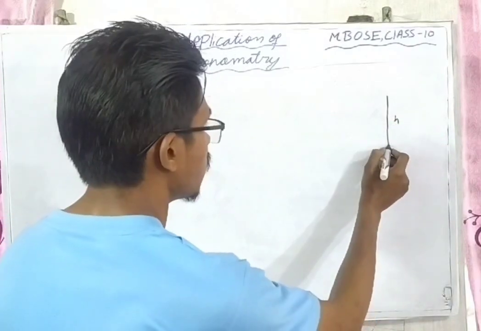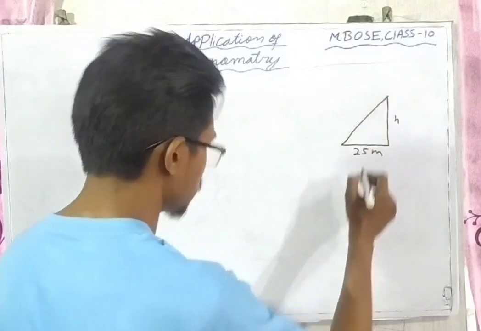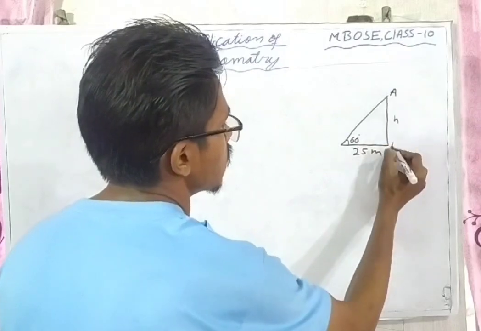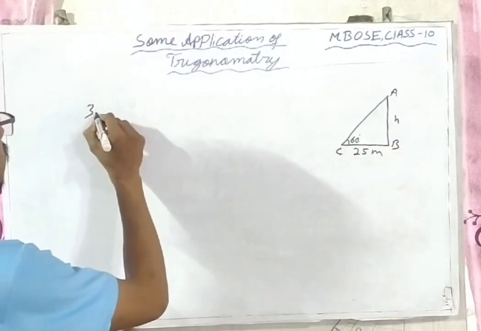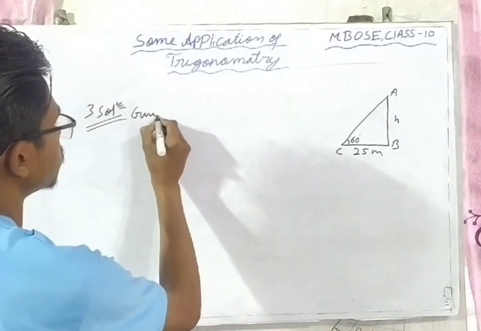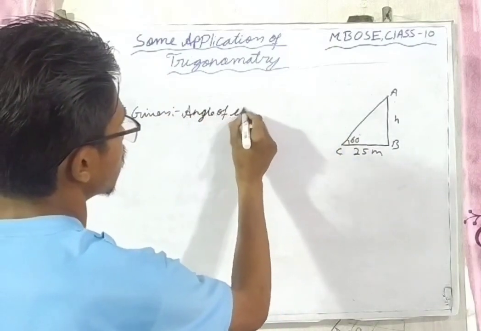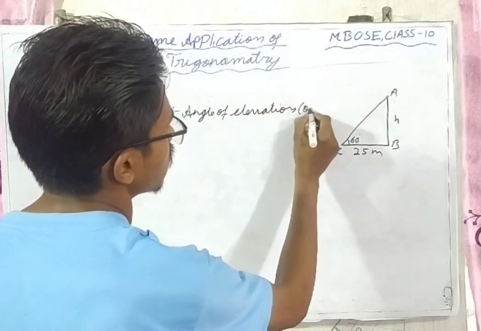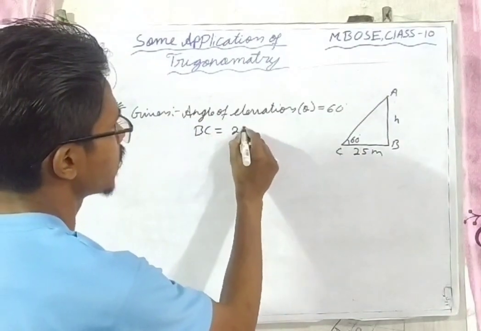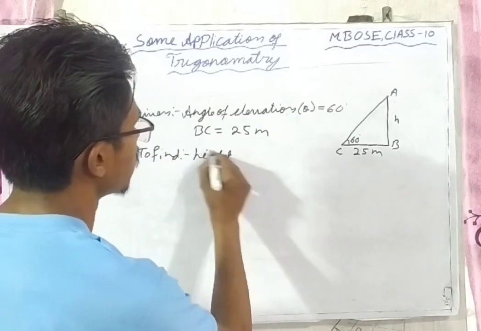And what is given? The base is given, 25 meter away, 25 meter. And the angle of elevation is also given here as 60 degree. So here I have to find H. So this is A, this will be B, and this will be C. Number 3 solution. So what is given? Angle of elevation is given. So here I'll write angle of elevation 60 degree. This one is given here. After that, the base is given here, BC is equal to 25 meter. And we have to find the height of the pole. So here I'll write height of the pole.